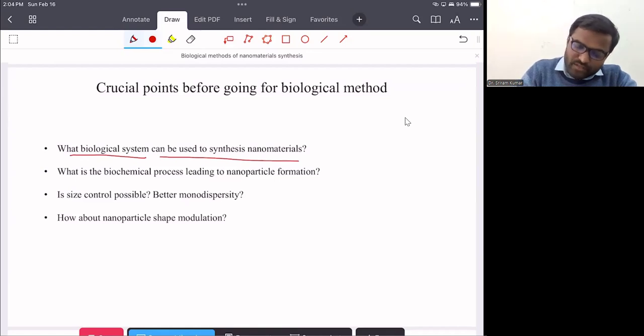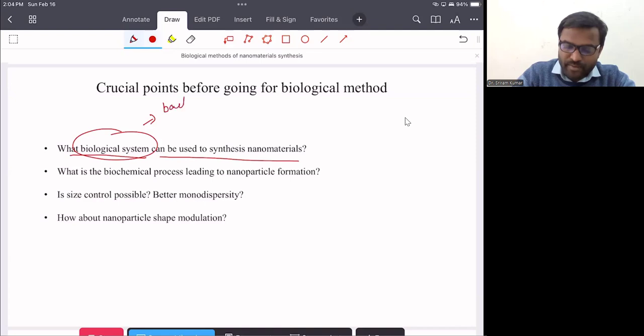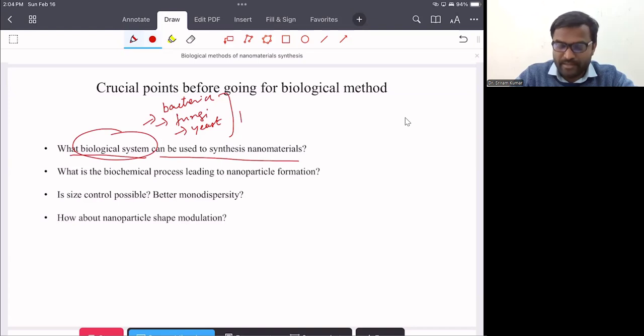So in the biological system, what kind of materials can we use? Maybe we can use bacteria, maybe fungi, maybe yeast, or apart from these, can we use plant-based materials? So these are the questions. In the biological system, which material is best for synthesizing nanomaterial?